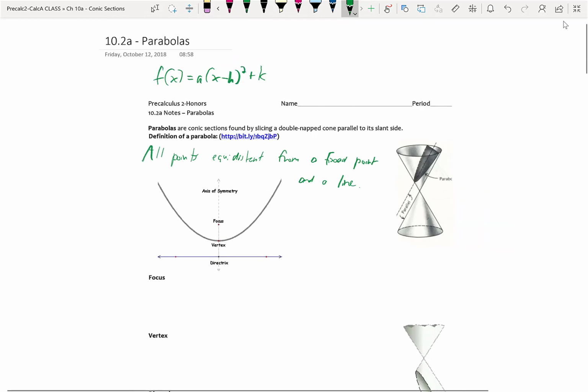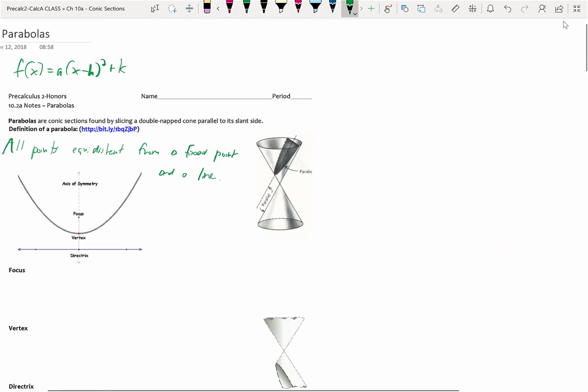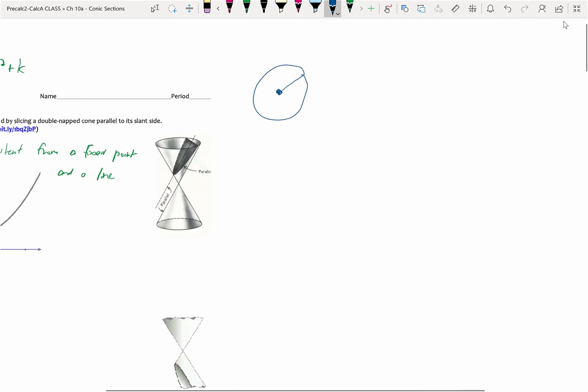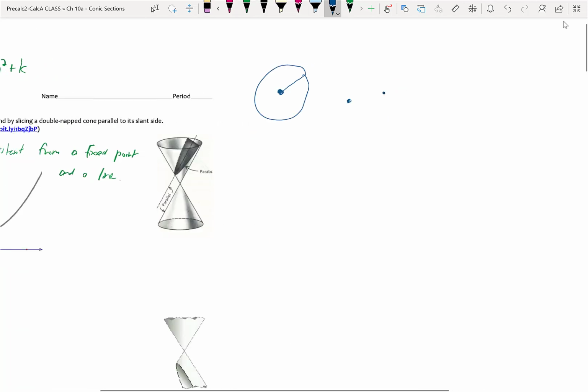So I want to kind of go back to all points. If you have distances that are fixed, all the points that are equidistant from a single fixed point is a circle. All the points equidistant from two fixed points is a line. And all lines can be described as equidistant from two fixed points. That line is also called a perpendicular bisector.